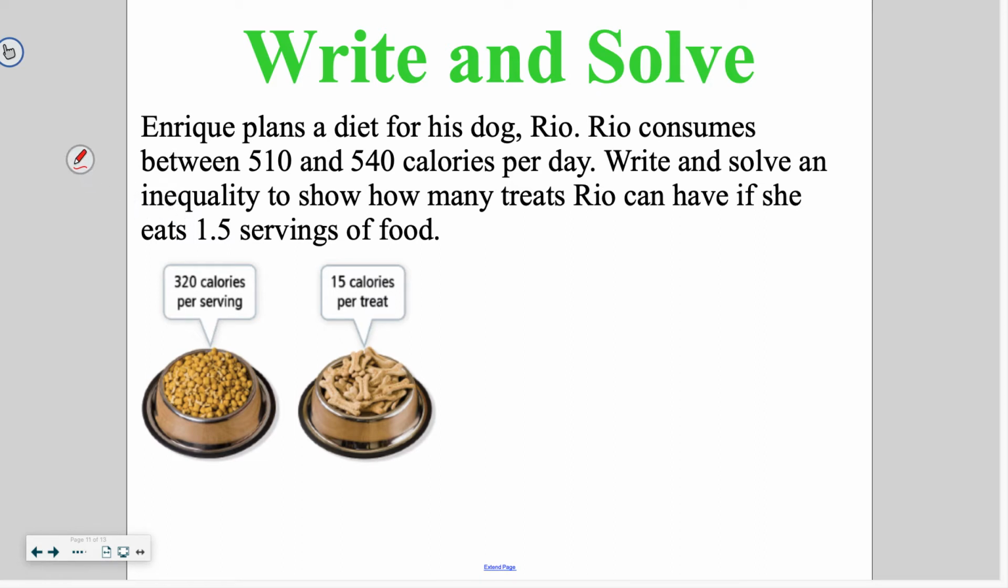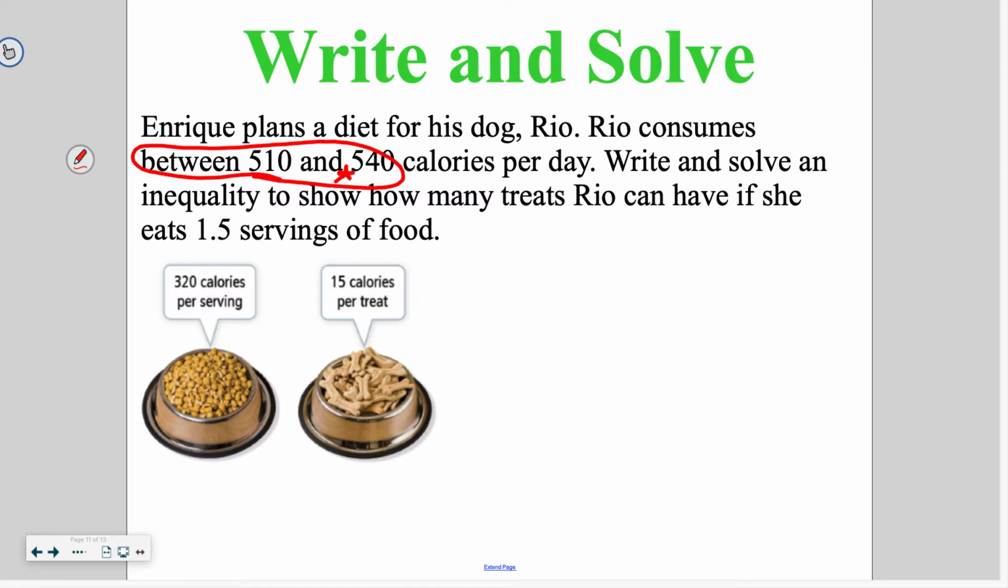This one, Enrique plans a diet for his dog Rio. Rio consumes between 510 and 540 calories per day. Write and solve an inequality to show how many treats Rio can have if she eats 1.5 servings of food. So the first thing you want to make sure you're decoding in these kind of word problems is is it going to be an and or an or? In this case, it's saying between 510 and 540. We've got the word and in there telling me it's going to be an and inequality.